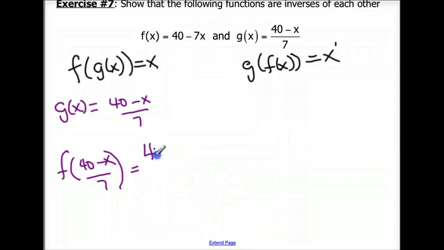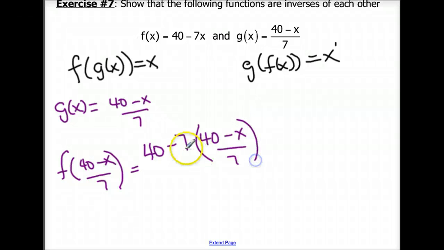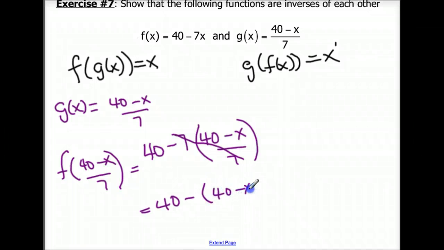This becomes 40 minus 7, but instead of x, I'm going to put all of this, 40 minus x over 7. My 7s cancel, and I'm left with 40 minus, and notice I kept my parentheses, okay? Then we distribute this: 40 minus 40 plus x. This will give me x, which is exactly what I wanted.